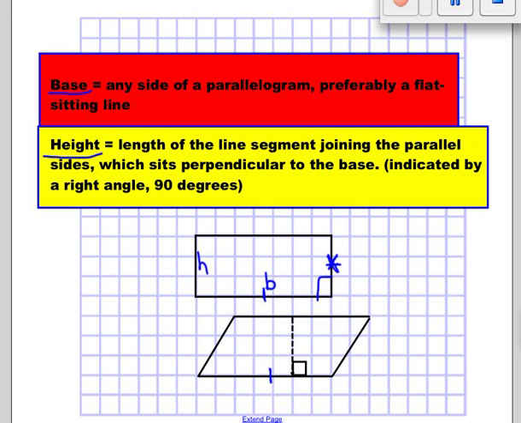On the next shape, it's a little bit different. Because my side lines are on an angle, I've already got my base. I'm going to choose the bottom. This line down the middle and the little right angle line tell me that that is going to be my height. Because if I check back through the ideas with my height, it's the line segment joining the lines, and it has to sit at a right angle. So in that case, that would be my height.